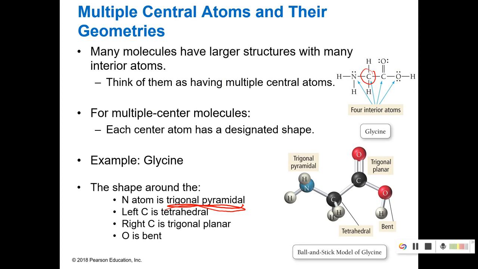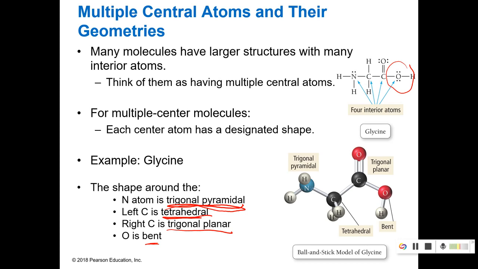Then you look at this carbon. I see 1, 2, 3, 4 bonds. That's tetrahedral, 109.5, sp3. This carbon, I see 1, 2, 3 bonds. Trigonal planar, 120, sp2. And then this oxygen, 2 bonds, 2 lone pairs. Bent, 109.5, really less than 109.5, and sp3.